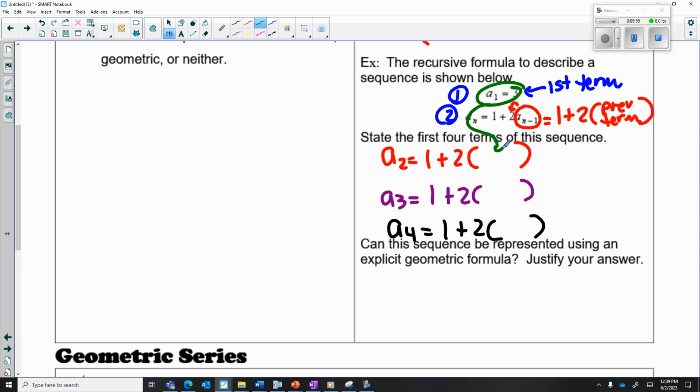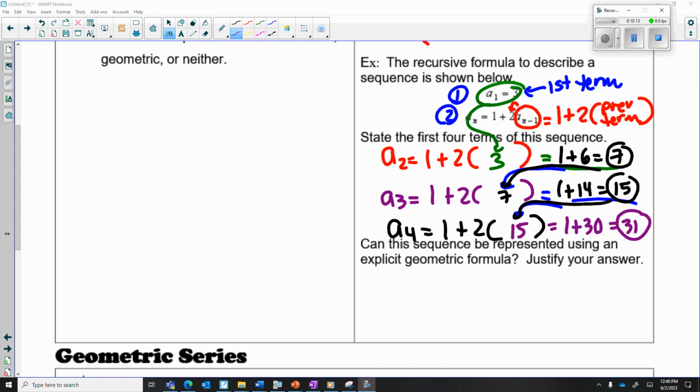So the previous term was 3. So I'm going to do 1 plus 2 times 3. And then whatever you get, you're going to put in the next slot. So do it now. Let's see what you get. Check your work and see if you got this right. I'm hoping that you got for A2, the second term, 7, the third term, 15, and the fourth term, 31.